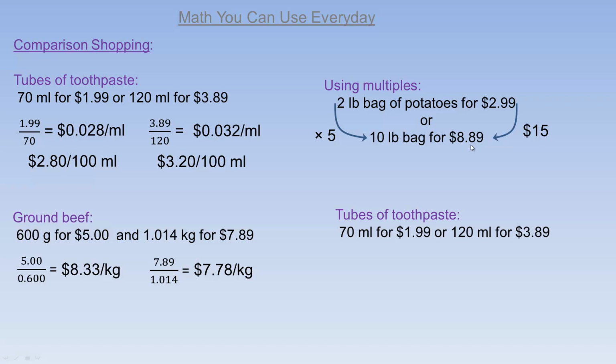Again, often the bigger quantity is cheaper per unit. Not always the case, but in this case it certainly is, because to buy 5 of these for $15, that's certainly not as good a deal. You'd save yourself $6, a little more than $6, if you buy the single 10-pound bag. So the 10-pound bag would be the better deal.